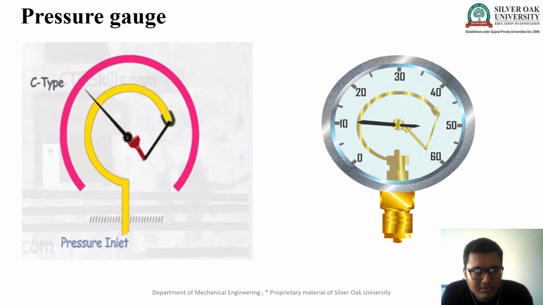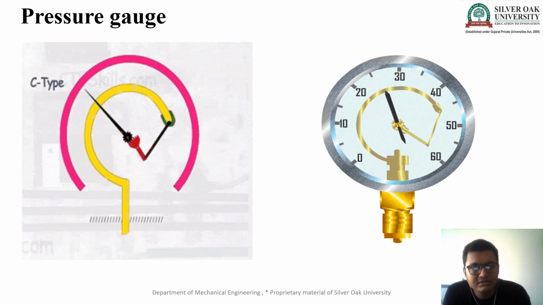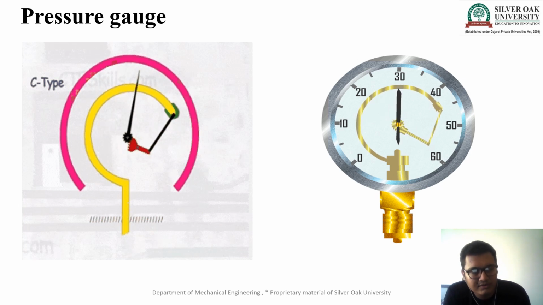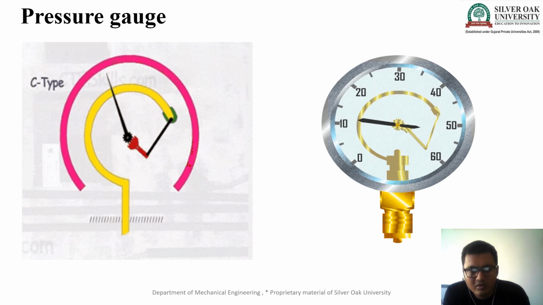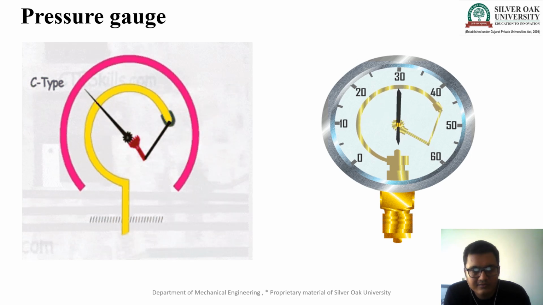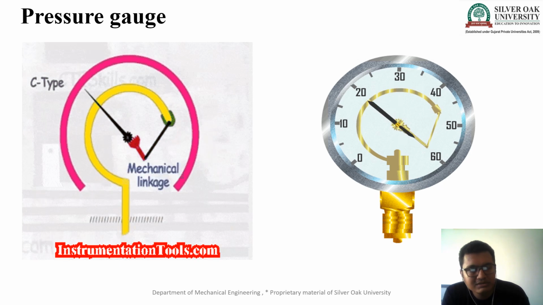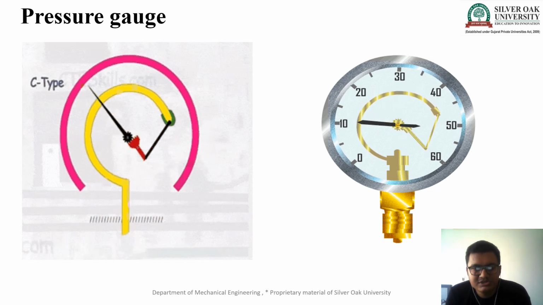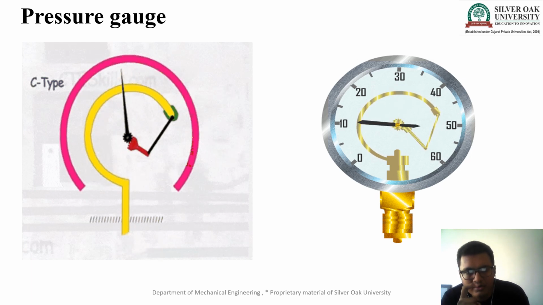Now we talk about the second mounting, called the pressure gauge. By its name, it indicates its function. The pressure gauge is a gauge required to measure the pressure of steam inside the boiler. How does it indicate? Here you can see two figures. In the first figure we have used a C shape. This C shape material is called the Bourdon tube.